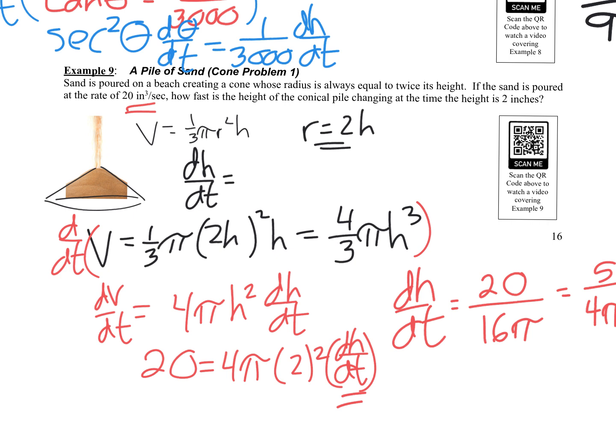Since they gave us that information, I don't know if they'd take off for it, but I would definitely say the height of this cone is increasing at a rate of 5 over 4 pi inches per second. Very cool with that? Good on that? Questions? Okay. That's our cone problem. Good stuff.